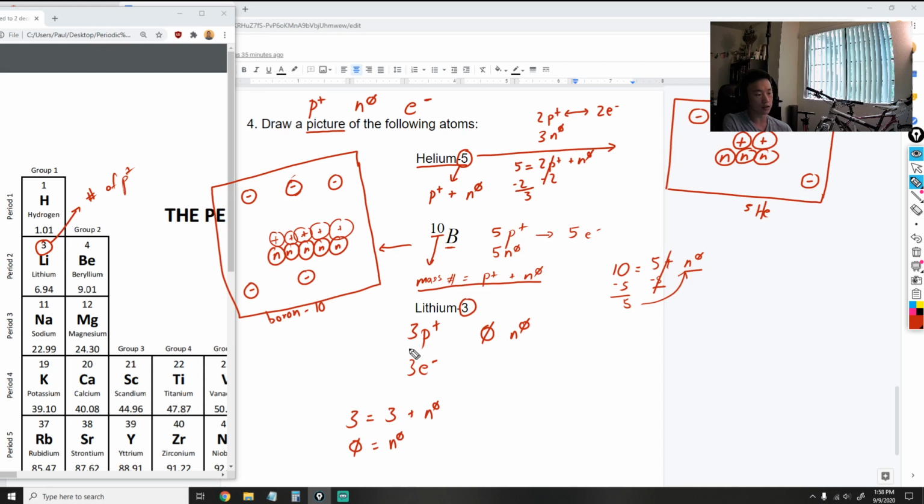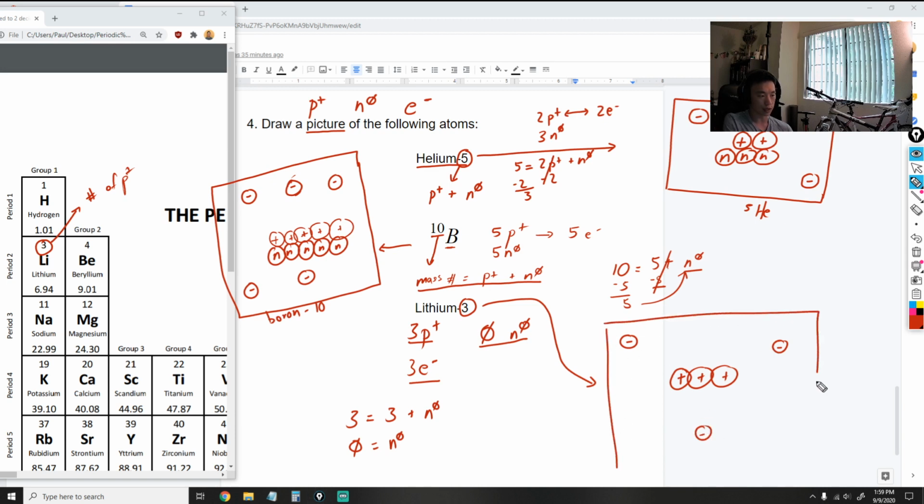So it's possible to have 0 neutrons. So we have 3 protons, 0 neutrons, and 3 electrons. When we draw the picture for this problem, we just need to draw 3 protons in the middle, because there are no neutrons. We don't need to draw anything else in the middle. And then we just need to make sure that there are 3 electrons flying around. And there you go, you have your picture of lithium-3. Another way you can write it is 3Li.